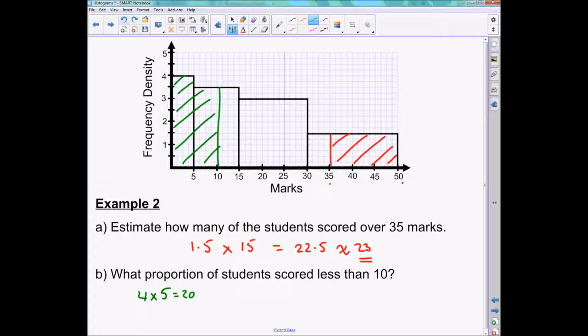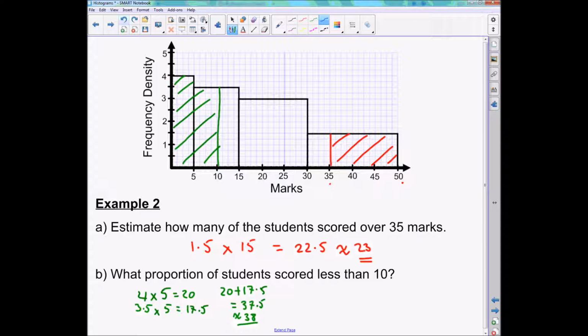The second part, okay, this is between 5 and 10, has got a frequency density of 3.5. And again, it's got a class width of 5. So 3.5 times 5 is 17.5 people. So in total here, the people that scored less than 10, it's going to be those two values added up, 20 and 17.5, which equals 37.5, which to the nearest person roughly is 38 people.